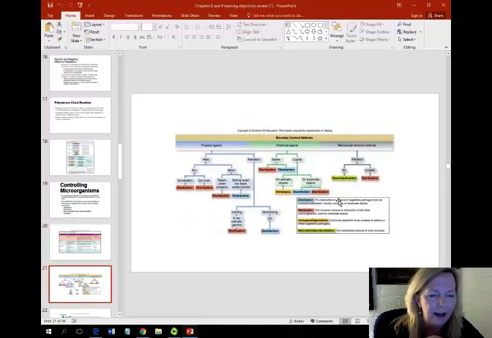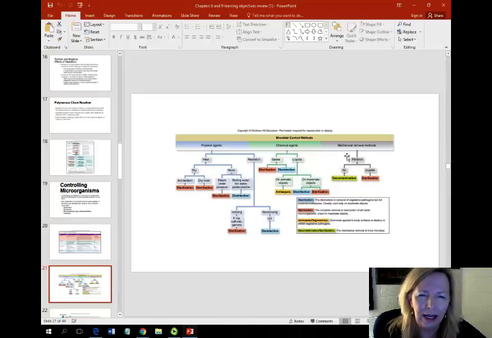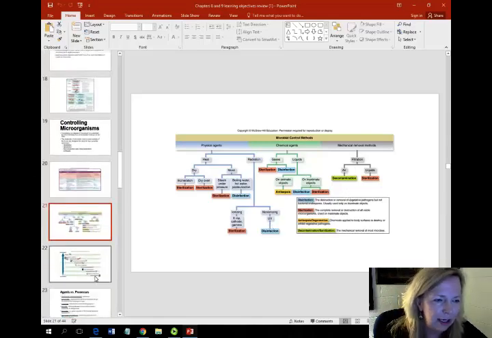This is a little chart on controlling. I like visuals, so if you want to spend a few minutes looking at this so it makes sense to you: there are physical agents that we use, like heat and radiation. There are chemical agents that can be liquids or gases. And then we can use mechanical methods, like filters, to filter out and decontaminate certain organisms. So these are just different techniques that we're going to mention and hit on.